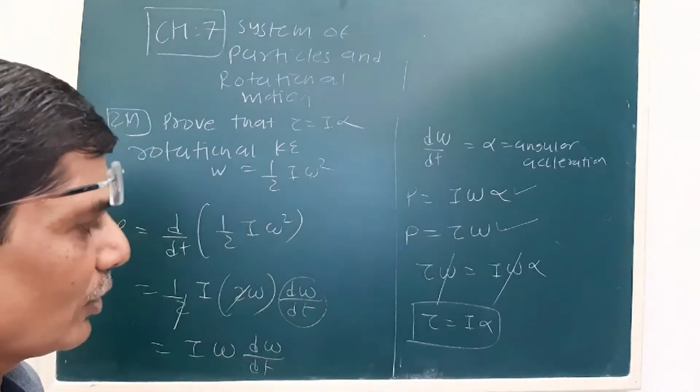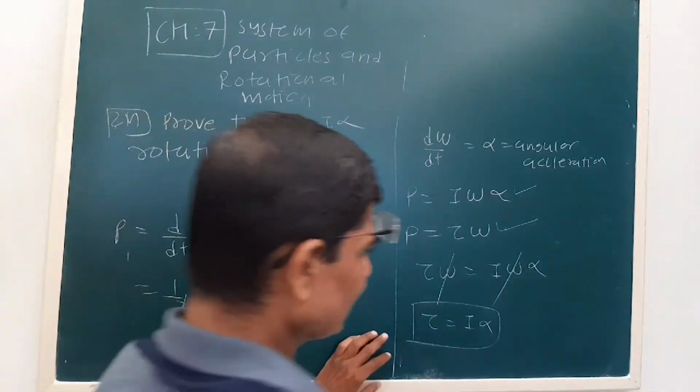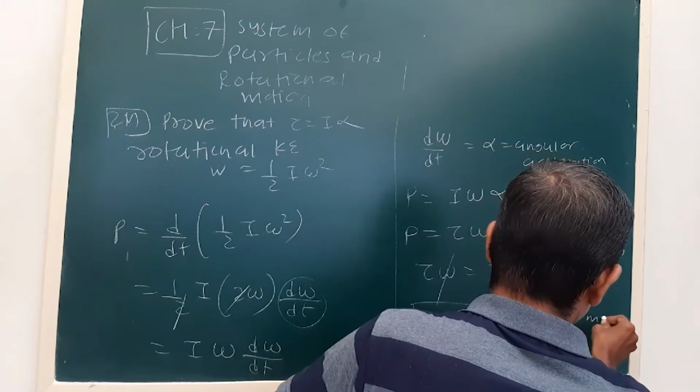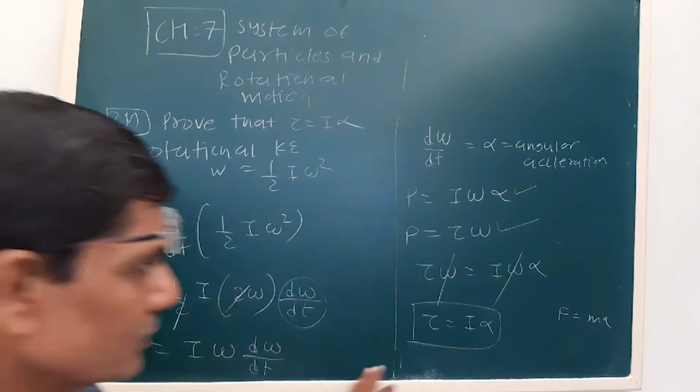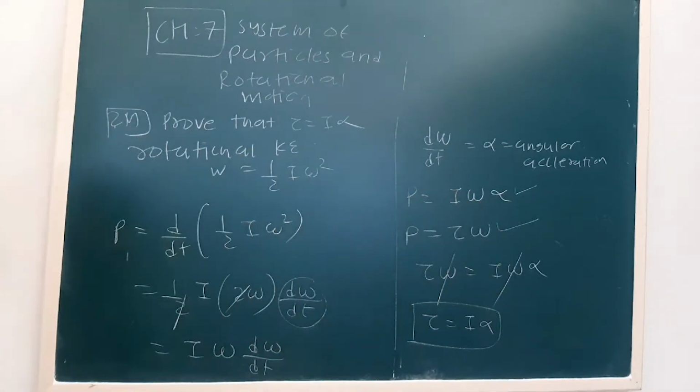So this is a very important equation. As I told, we have got F is equal to ma in linear motion. See the corresponding equation, torque is equal to I alpha. So that is the equation in rotational motion. Okay, now this is a very important question.